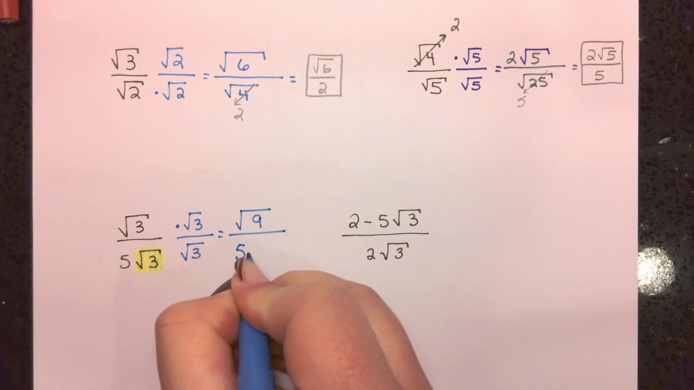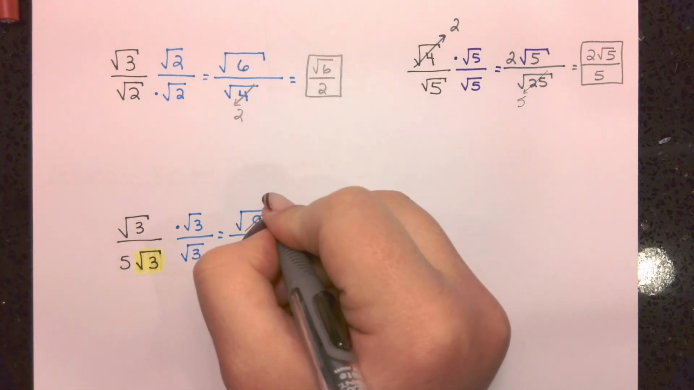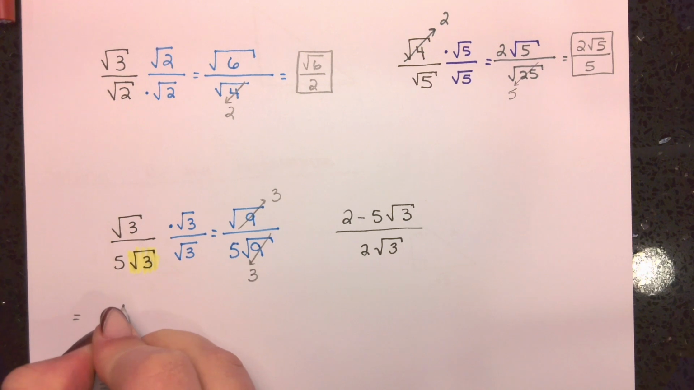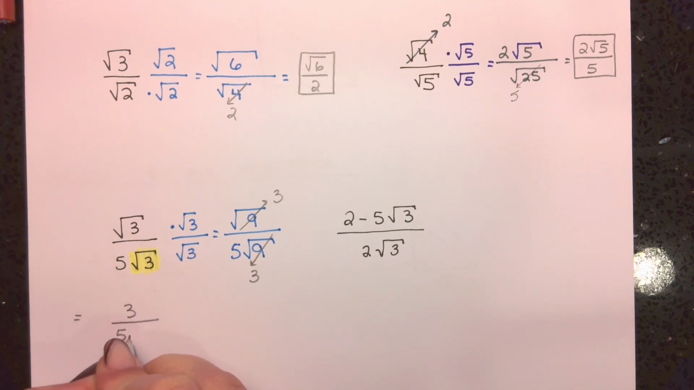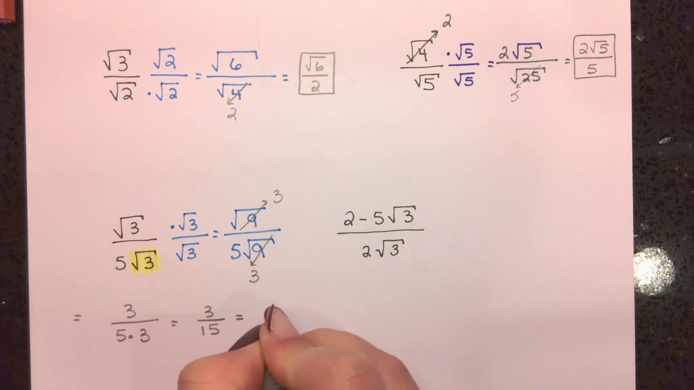So we still have 5, square root of 9. Square root of 9 is 3. Square root of 9 is 3. So what do we have? We have 3 over 5 times 3. 3 over 15. Now this can simplify to 1/5.